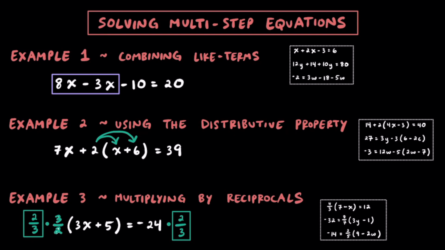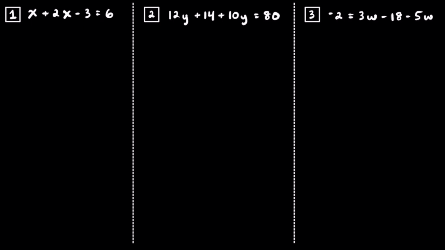Whether you just want to sit back and observe how I solve each of these equations, or you want to grab some paper and something to write with, either way, let's do some math together. In the rest of this video, we'll start by solving three equations where we have to combine like terms first, and then we're going to solve three equations where we have to use the distributive property, and finally we'll solve three equations where we have to multiply by the reciprocal. Let's get into it. For these first three examples, let's solve each of them by combining like terms first.